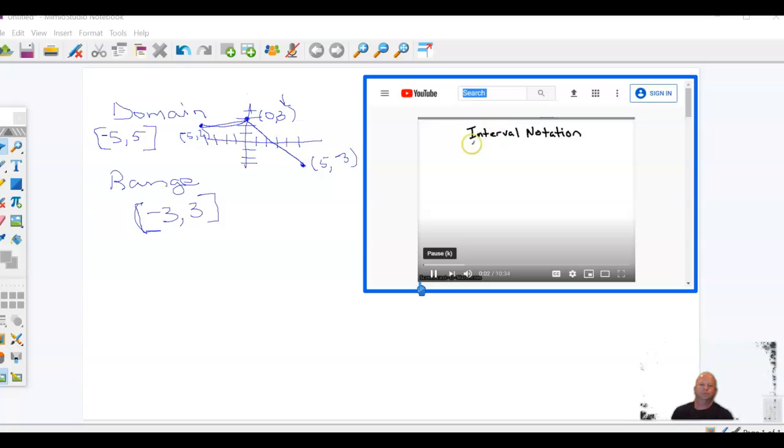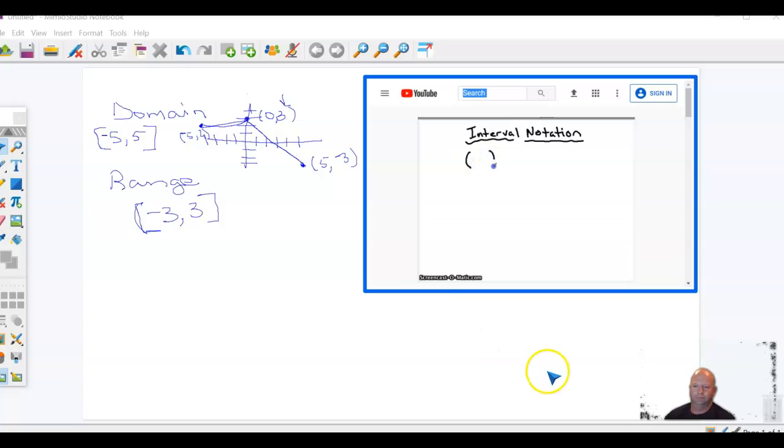In this video, we're going to talk about interval notation. Interval notation is a way that we can write sets of numbers or ranges and domains in a certain format. So that's called notation, and there are lots of different notations. In this video, we'll just focus on interval notation. So interval notation uses two types of symbols. We have parentheses or we have brackets.